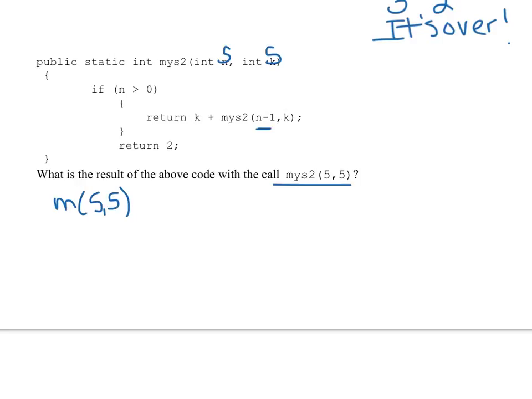So we look at this. Is 5 greater than 0? Yes. So it's going to return. So mystery 5, 5 is actually equal to k, which is 5, plus whatever mystery 2 is.